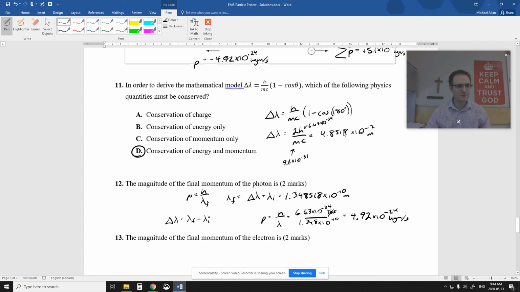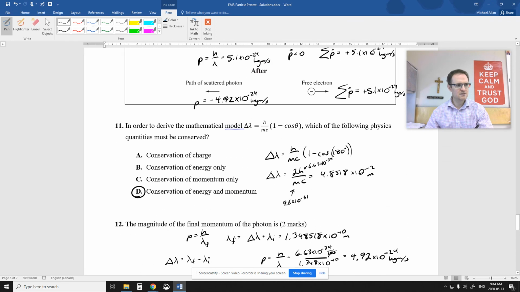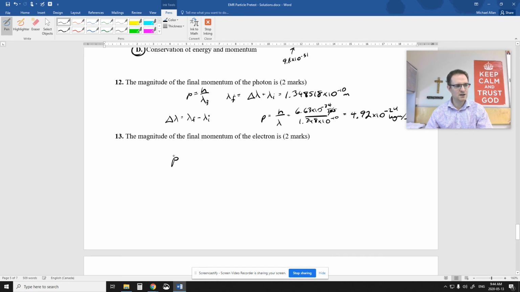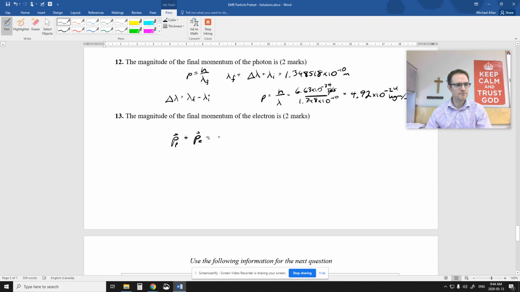Okay, so I'm going to take all that information down here. The momentum of my photon plus the momentum of my electron has to add up to positive 5.1 times 10 to the negative 24. We know the momentum of the photon, negative 4.92 times 10 to the negative 24. I don't know the electron momentum. That's what we're trying to find. Leave these positives there.